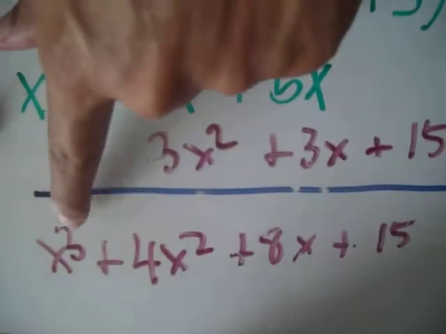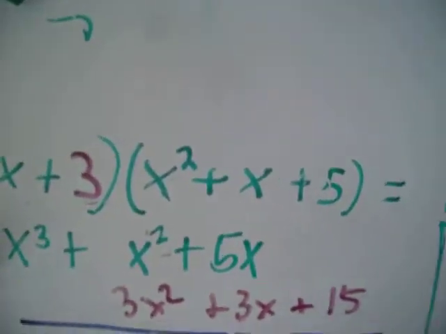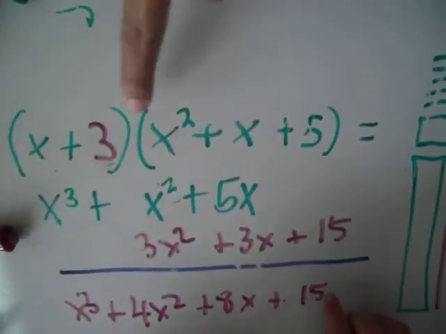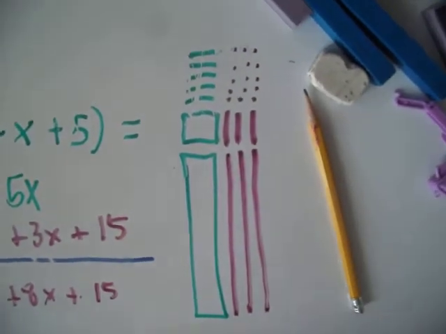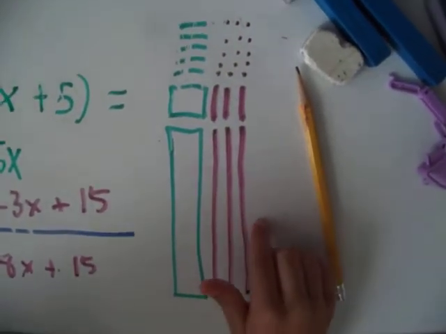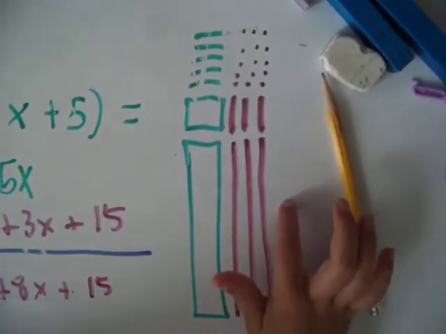Here it is in symbols. X to the third, 4x squared, 8x, and 15. And we can see that when I multiply the x times the x squared, oh wait, before we do that, show me the side that's x plus 3. Point to it, please. What side is that? I want the side that's x plus 3.